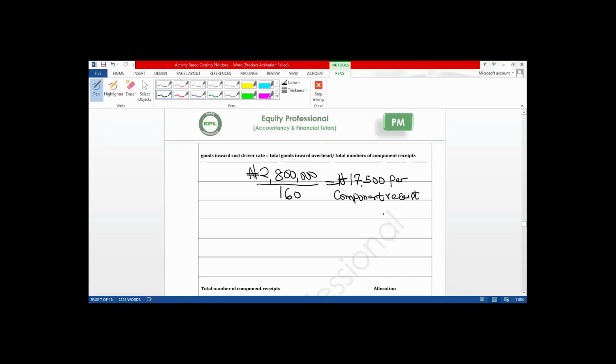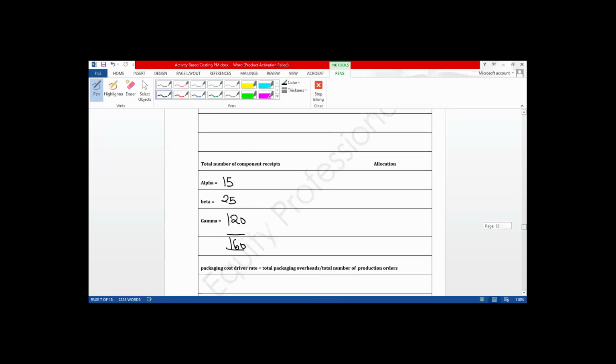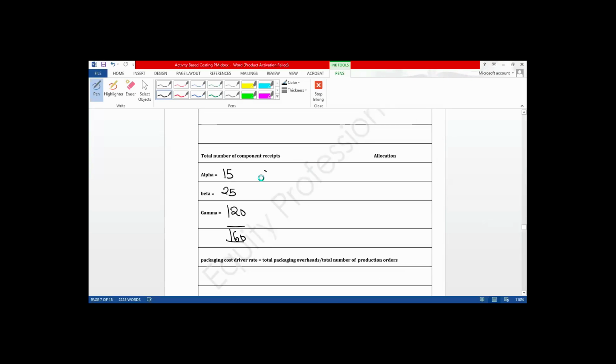17,500 naira per component receipt. You can now go to allocation. Here we have 15 component receipts multiplied by 17,500. Here we have 25 component receipts multiplied by 17,500. Here we have 120 component receipts multiplied by 17,500. Now allocated, or allocation.